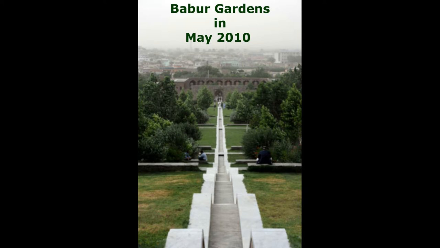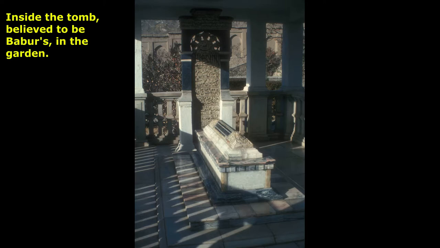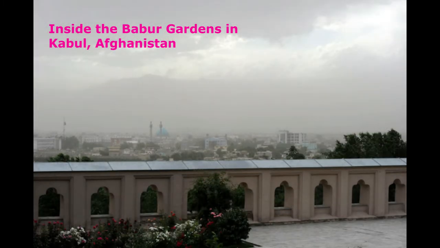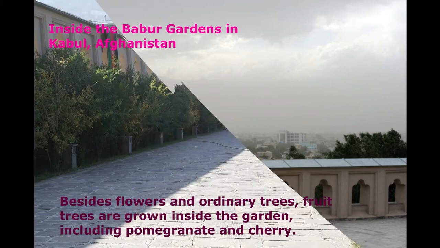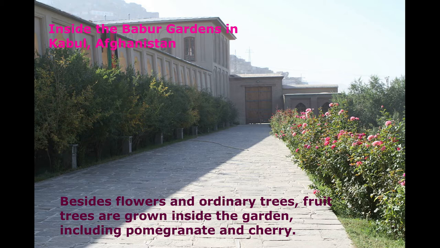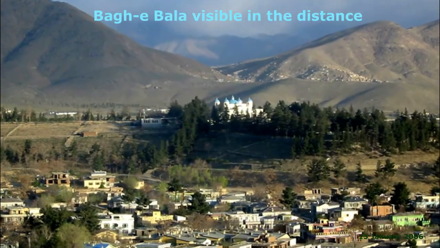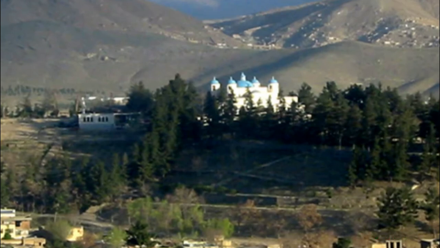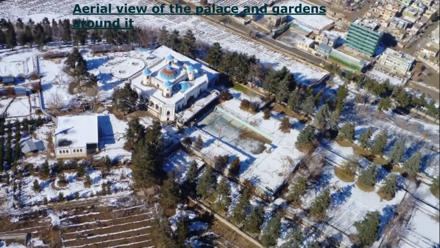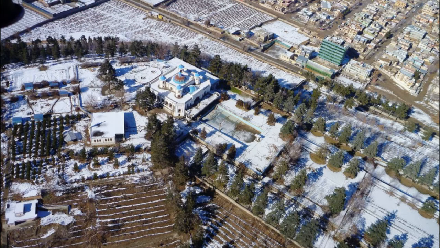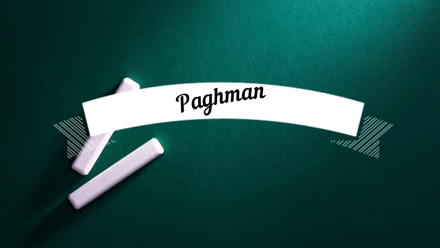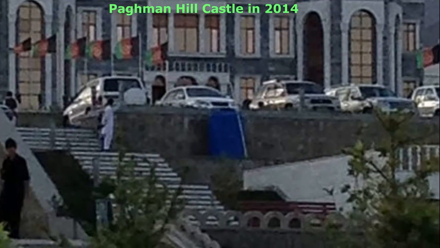The Garden of Babur is a historic park in Kabul, Afghanistan, and also the final resting place of the first Mughal emperor, Babur. The Bagh-e-Bala Palace is a former royal palace in Kabul. It was built by Amir Abdur Rahman Khan in 1893 as a place for him to spend summers. Paghman is a town in the hills near Afghanistan's capital, Kabul.